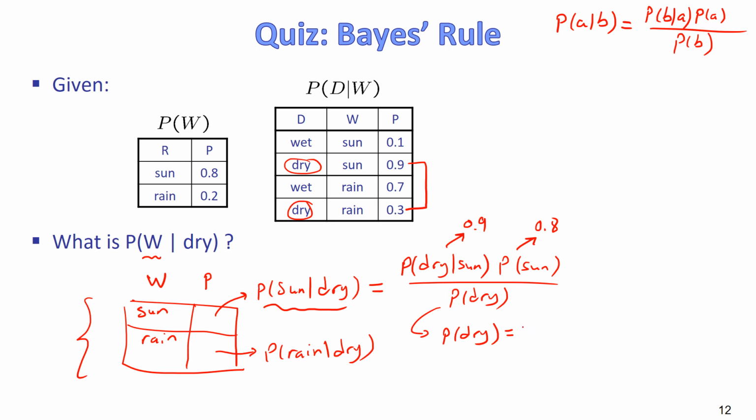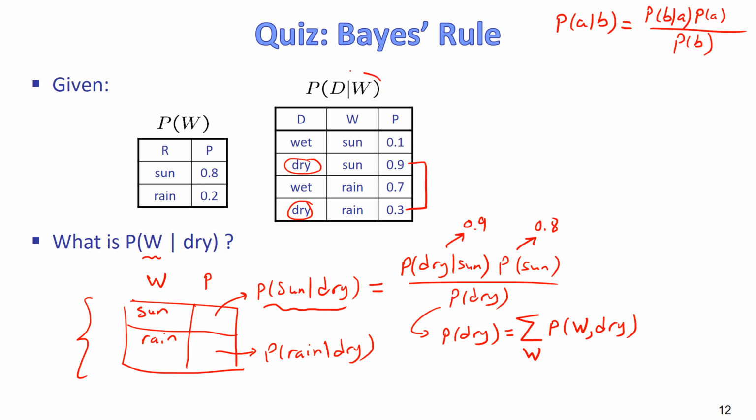Let's think step by step. Probability of dry, we have to get it somewhere. We don't have it here. This is probability of W, and dry is D, so we don't have it directly. We know that we can get it by marginalizing the other variable, by summing over all possible values of the other variable, which is W, but using the joint distribution. So we have to use the joint distribution of W and dry.